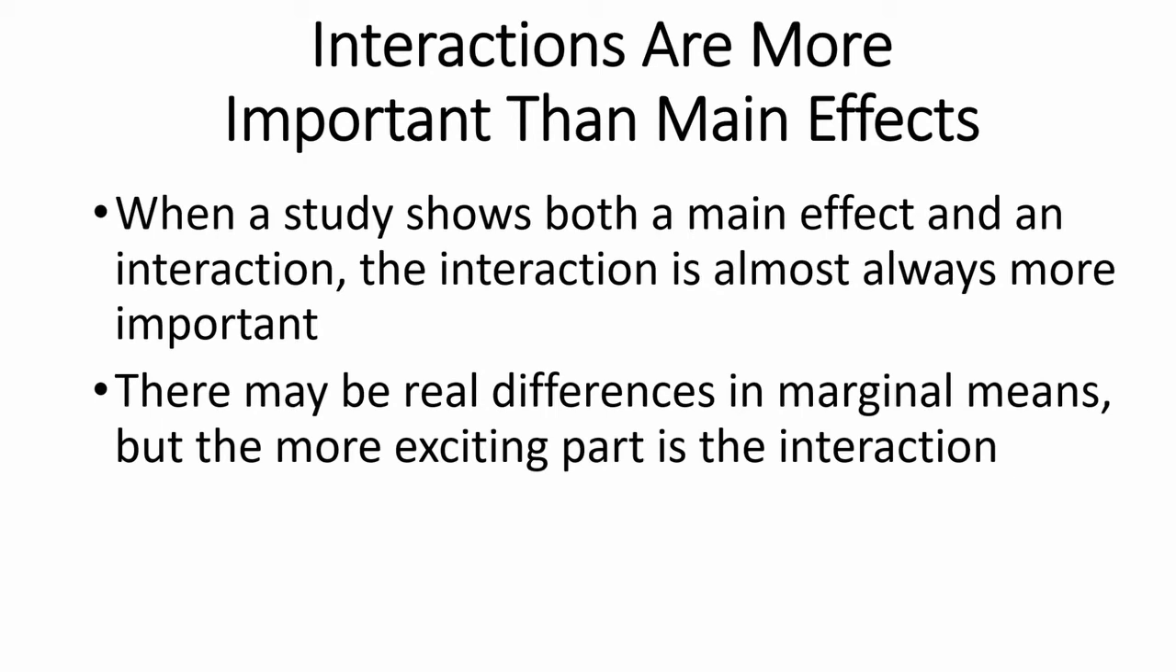Now, when we're setting up these experiments, we've talked about how you can have your main effects and you can have your interactions, but which one do you actually care about? In a lot of cases, the interactions are going to be more important and possibly more interesting than the main effects. So when a study shows both a main effect and an interaction, we usually care more about that interaction. There may be real differences in those marginal means. We may have a main effect, but it's exciting to actually see the interaction.